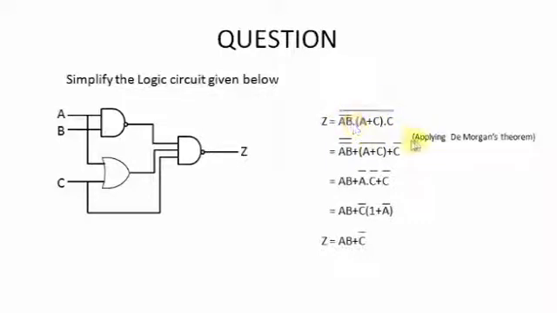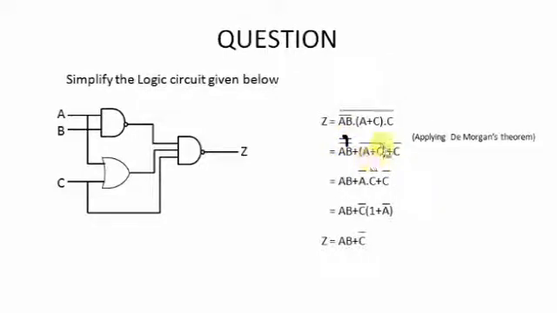So we can apply De Morgan's theorem. By applying De Morgan's theorem, this whole bar will be broken: break the line and change the sign. So this line is broken into ((AB)') whole bar, (A + C)', and the dot product sign is changed to a plus sign. Now as you know, if an expression has two bars above it, they get cancelled. So this gets cancelled, giving AB + (A + C)'.